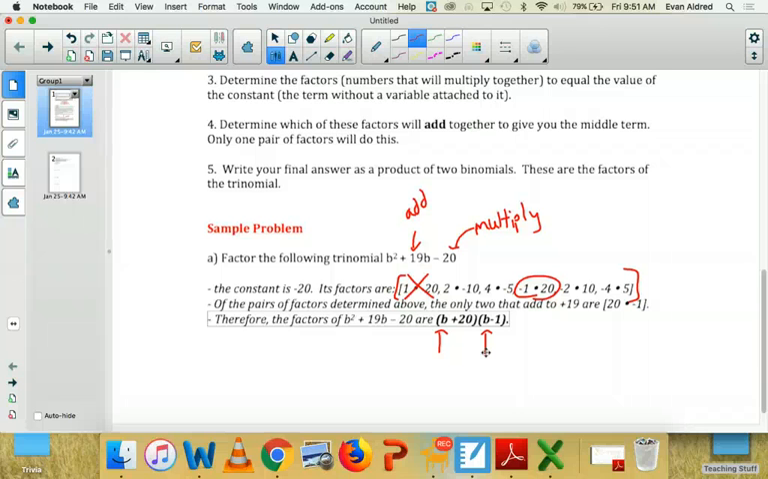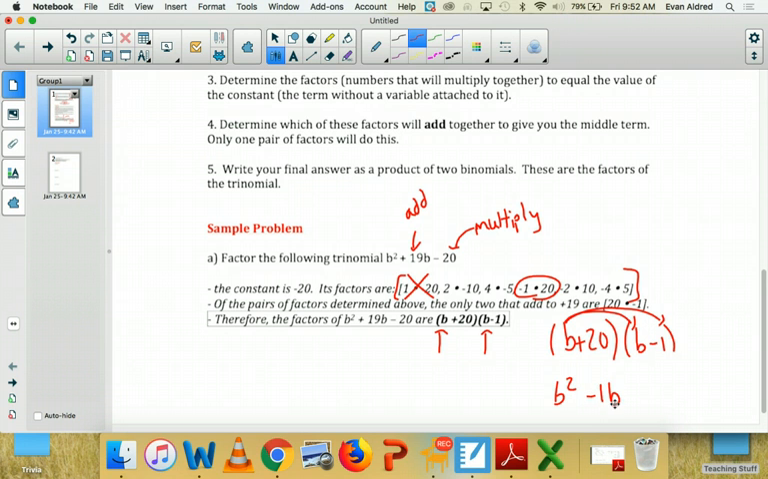And now if we want to see why binomial multiplication was important, we can check and make sure that these are actually the factors for that expression. We do that by multiplying these binomials. So we're going to use the distributive property to distribute our b. So we multiply b by b, which is b squared. Then we multiply b by minus 1, which is minus 1b.